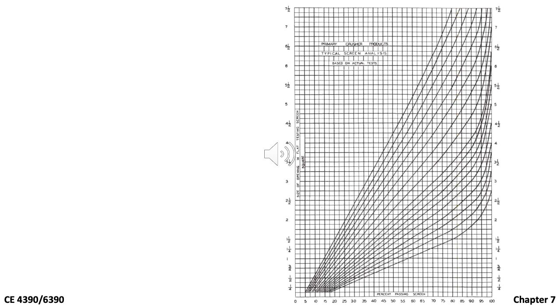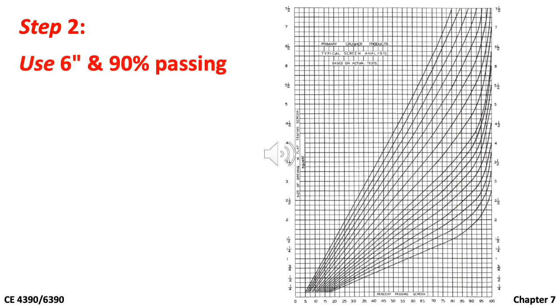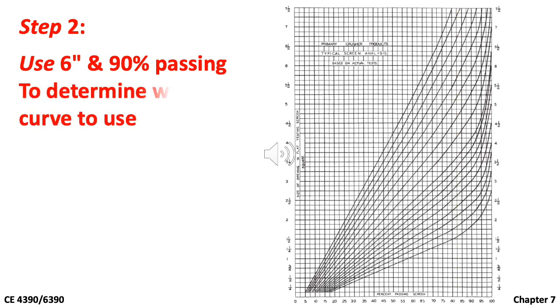Now in step 2, you need to identify the curve that corresponds to limestone. So you need to use 6 inches and 90% passing found in the previous step to determine the curve to be used. In this chart, you draw two lines at 6 inches and 90% passing. If the intercept is on a certain curve, you use it to find the product gradation. In case the intercept does not fall on any curve, you pick the one that is nearest. So in this example, you can use the pull line as it is nearest to the intercept.